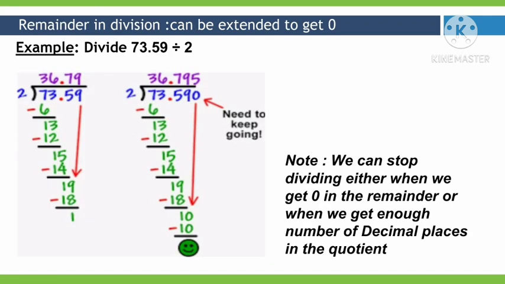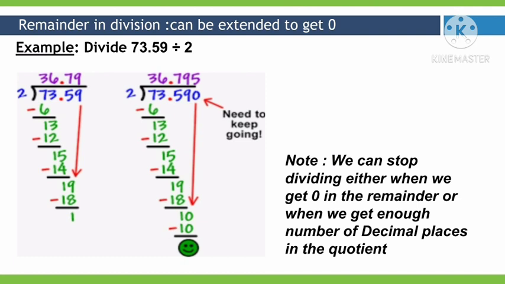In decimal division, we have the opportunity to extend the division till we have the required number of decimal places. Check this example. We want to divide 73.59 by 2. So here the dividend is 73.59 and the divisor is 2. When you divide, it's normal division. So 2 3s are 6. Subtract, you get 1. Bring the 3 down. So it's 13. 2 6s are 12.